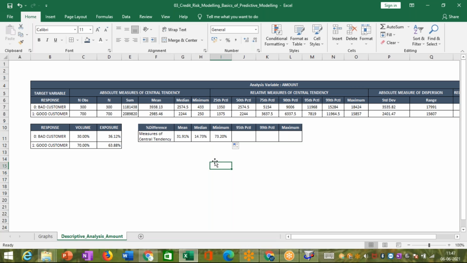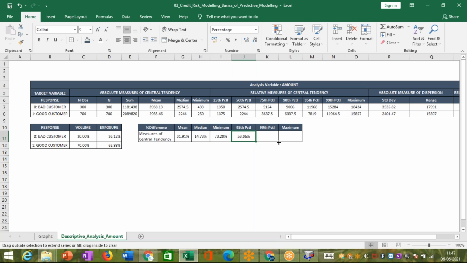So one thing you can see is that the profiles of the borrowers in terms of the amount variable is actually very different between the good and the bad borrowers. So this is another important observation that we have over here. Similarly, if I look into the 95th percentile, it's the same thing. There is a 53% difference, or 53.06% more than the 95th percentile value of the good borrowers.